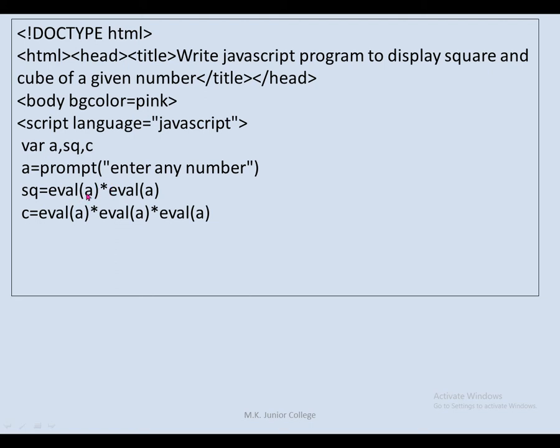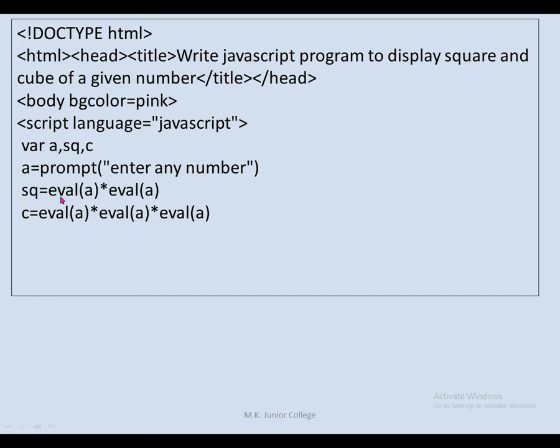And what is eval here? Why am I using eval? To convert this number text into a number, because I'm using prompt. Whenever you are using prompt, it displays a text box, and you are going to enter a number. It will be considered as text, so to convert that text into a number, because I want to calculate something.